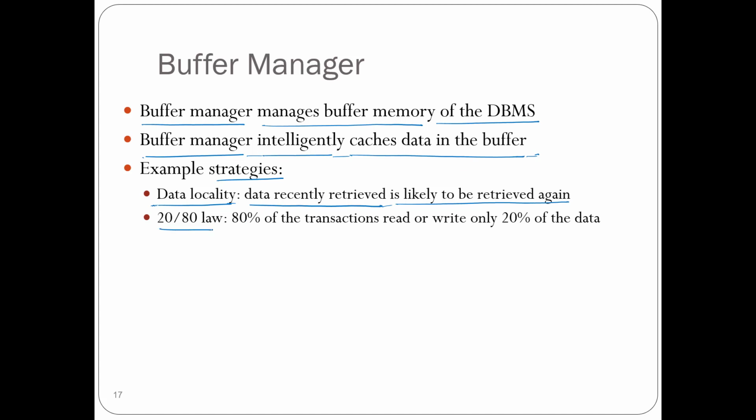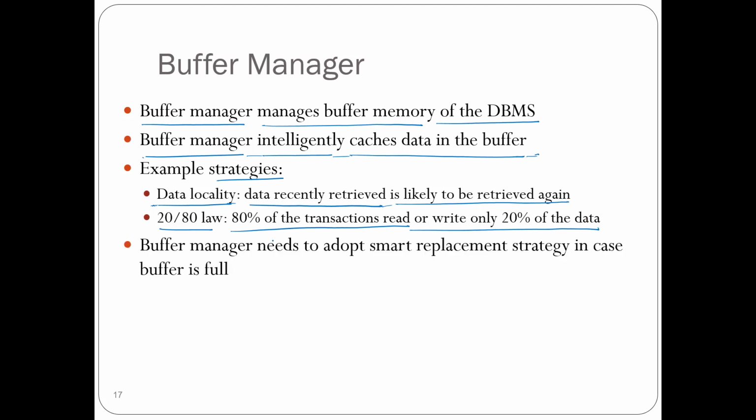Then we have the 80-20 law. It simply means that 80% of the transactions read only 20% of the data. That can also be exploited by the buffer manager in caching data into the buffer. Now, the buffer manager also needs a smart replacement strategy. Why replacement? Well, in case your buffer is full and we need data which is not present in the buffer, then the contents of the buffer need to be replaced with the content that we are searching for or retrieving.